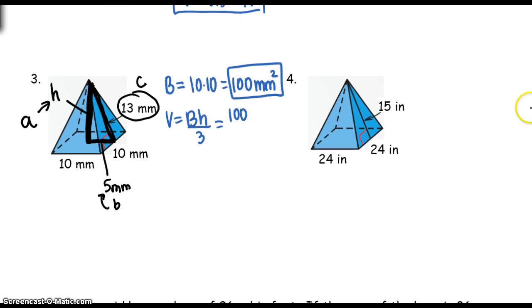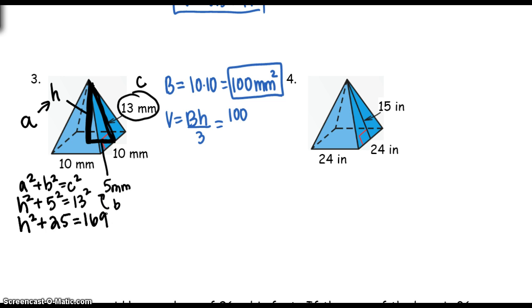So you're going to have to do Pythagorean theorem here. If A squared plus B squared equals C squared, we know A is H, we know B is 5, and we know C is 13. So H squared plus 5 squared equals 13 squared. We know 5 squared is 25, and we know 13 squared is 169. So H squared plus 25 equals 169. Then the next thing we're going to do is subtract this 25 from both sides. And when you subtract 25 from 169, you get 144.